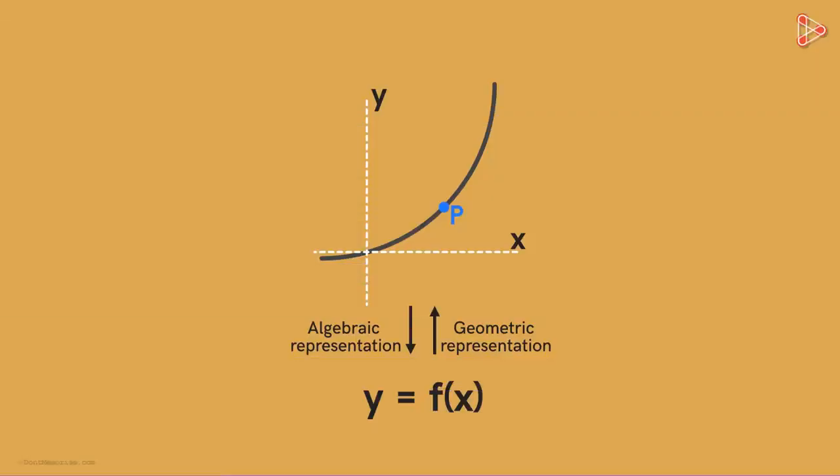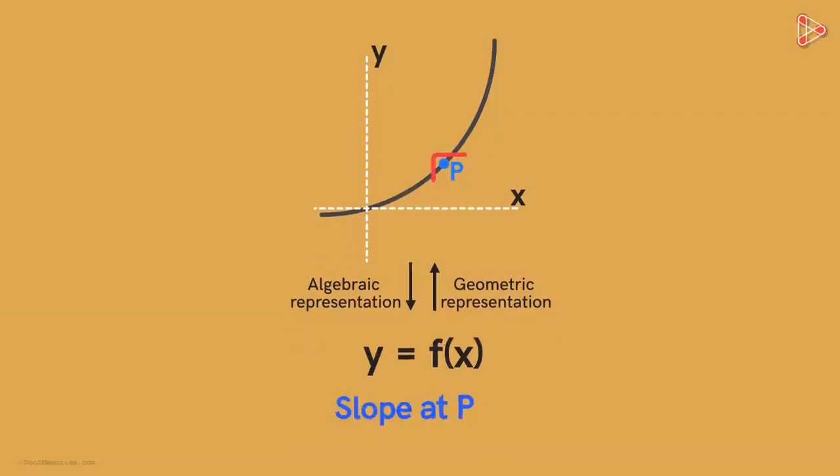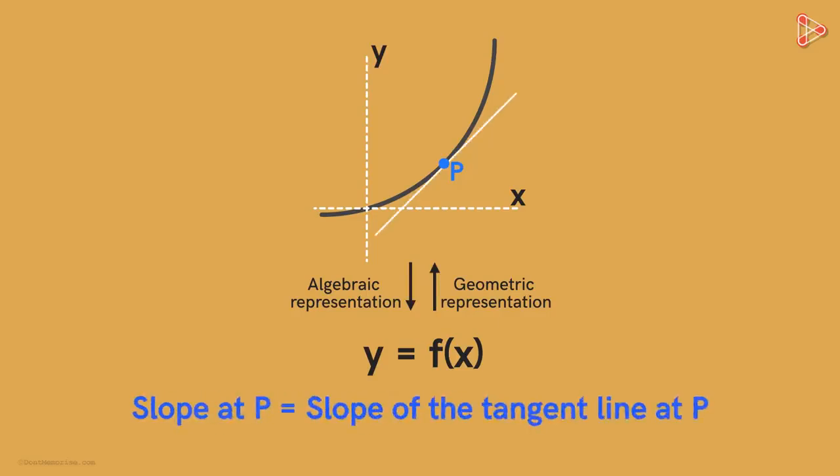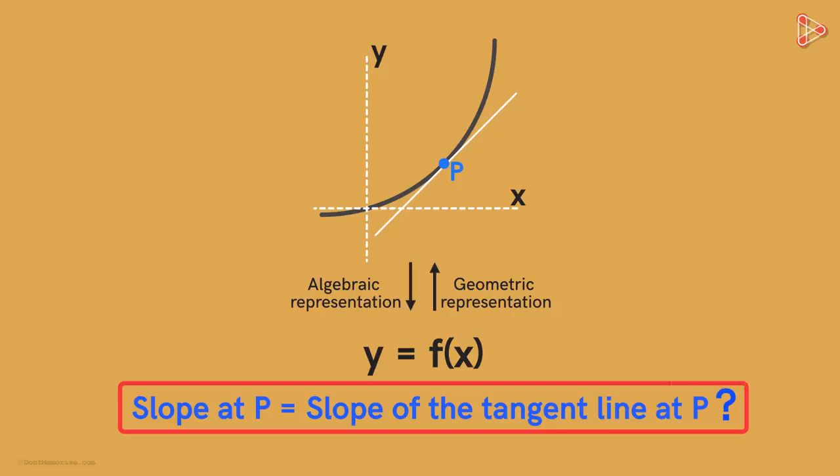So this solves our problem. The slope of the curve at a point will be equal to the slope of the tangent line at that point. And we are familiar with how to find the slope of a straight line. So how do we find the slope of the tangent line at this point? But before answering this question, let's look at why we are so interested in finding the slope. We will continue this in the next part.